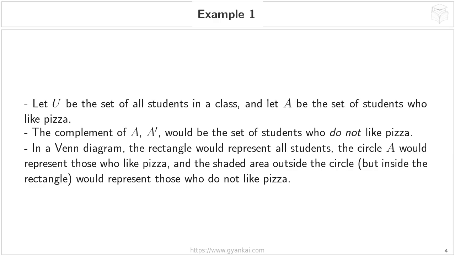This is a straightforward example, but it's important because it connects the abstract idea of a complement to a real-world situation. This will become even more useful as we move on to more complex problems involving multiple sets, which we'll explore in the following slides. Remember, the key is always to clearly define your universal set and then identify what's not in the set you're considering.